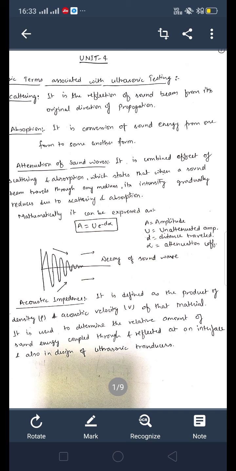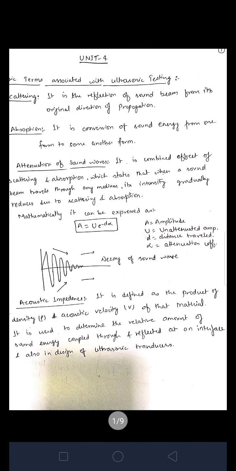The second point is absorption. It is the conversion of sound energy from one form to another form. Basically, absorption is used to convert sound energy into another form of energy. And the third is attenuation of sound waves. We have discussed in the previous unit the meaning and function of attenuation. Attenuation is used to reduce the intensity of the radiation or rays.